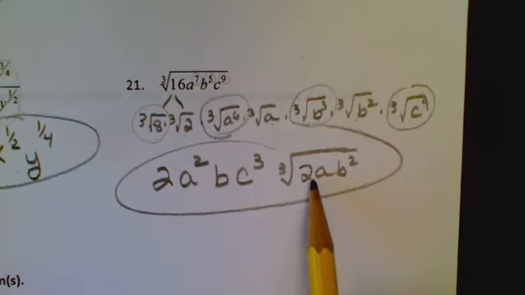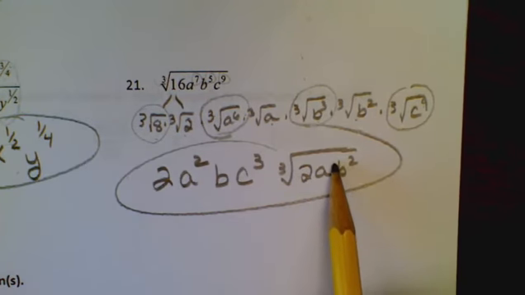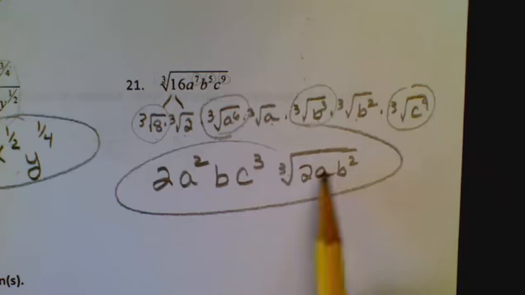Before you're done, you do need to make sure everything under here, there's no more perfect cubes that go in there, so all of these exponents should be smaller than 3, and they are, so we're good there.